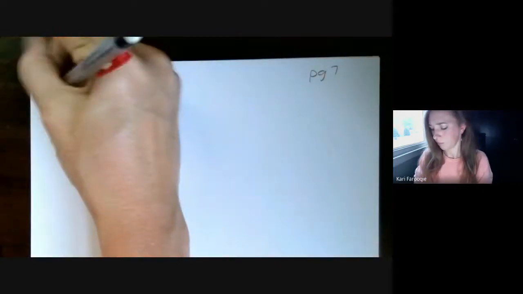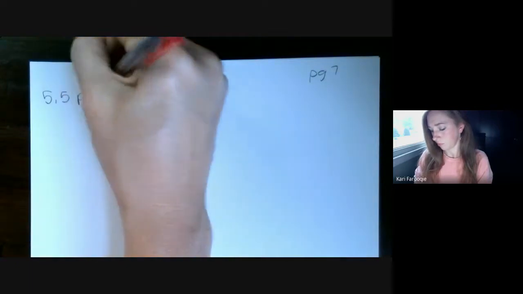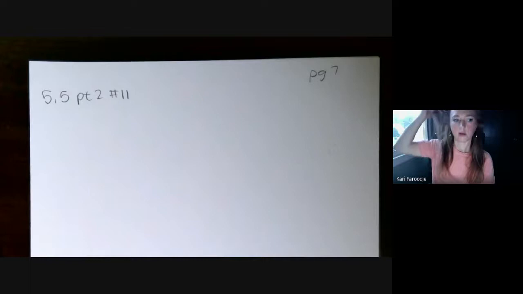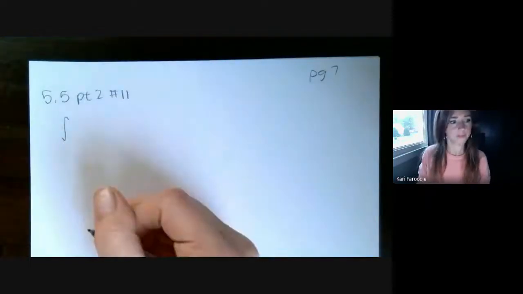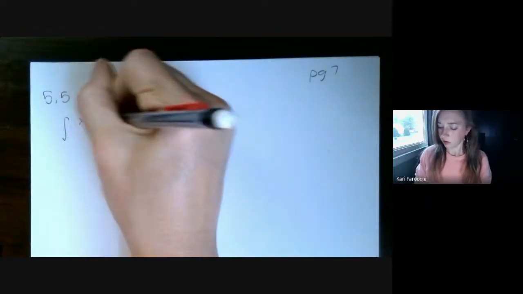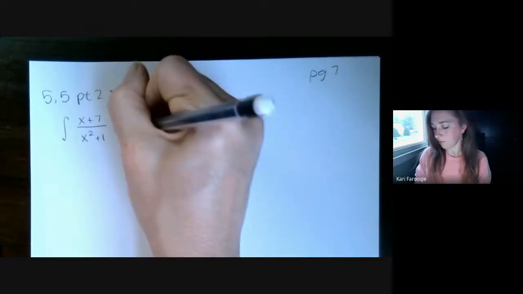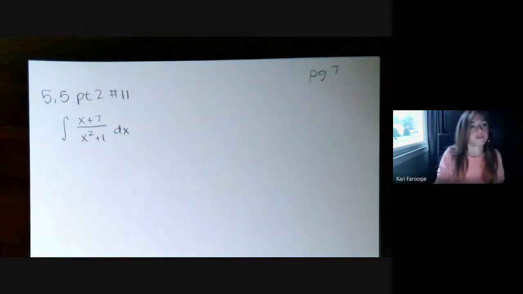So this was 5-5 part 2, number 11. And this one is the integral of x plus 7 divided by x squared plus 1 dx.